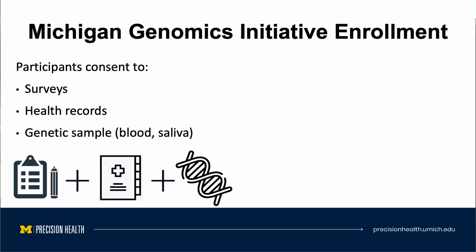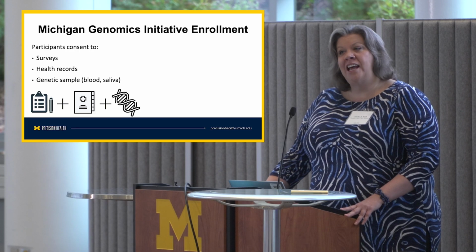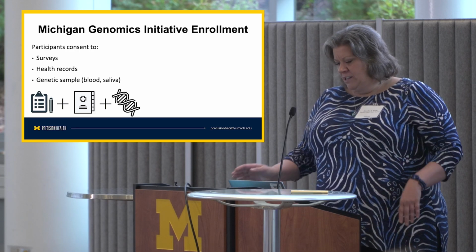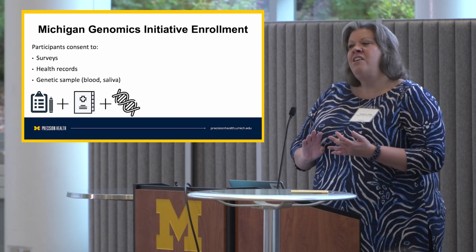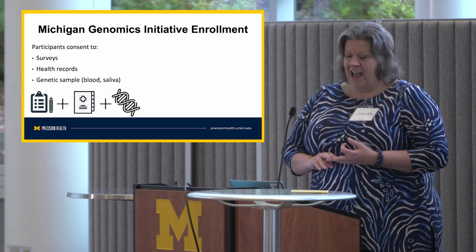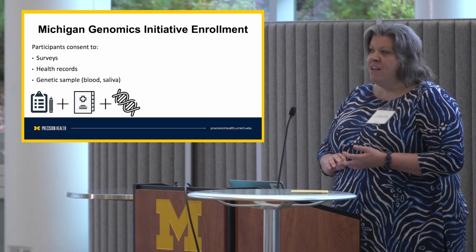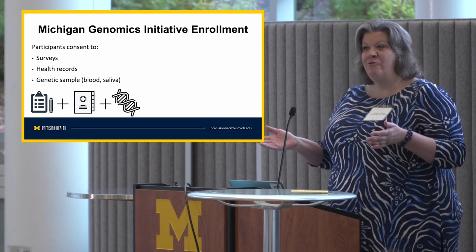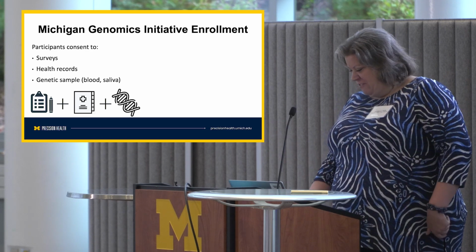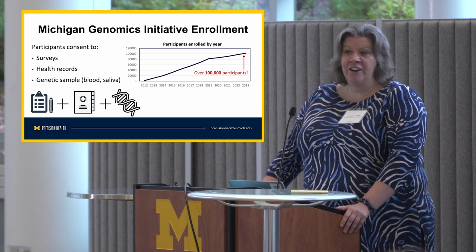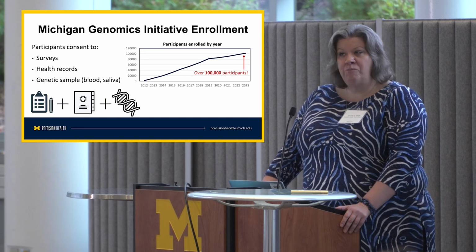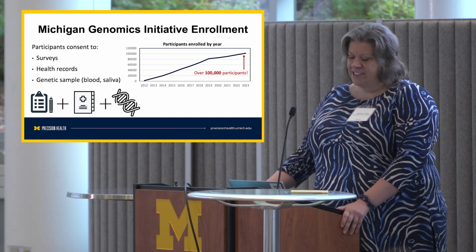So here at University of Michigan, we have a biobank called the Michigan Genomics Initiative. It started about 10 years ago now. To be a part of the biobank, we ask participants to fill out surveys. We link to their health records and we ask them to provide a genetic sample like blood or saliva, and many of you have probably done this, so thank you for that. We're happy to say that now we have over 100,000 participants who've enrolled in MGI, and that's been fantastic.